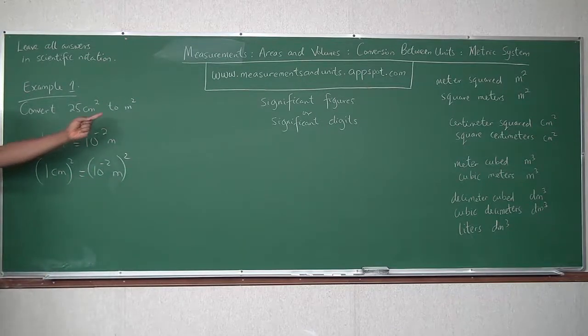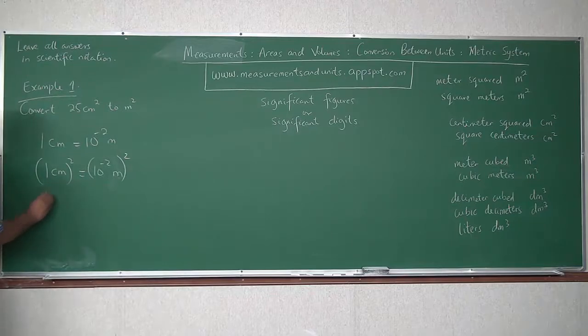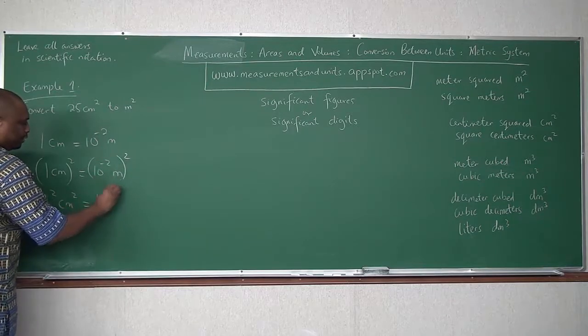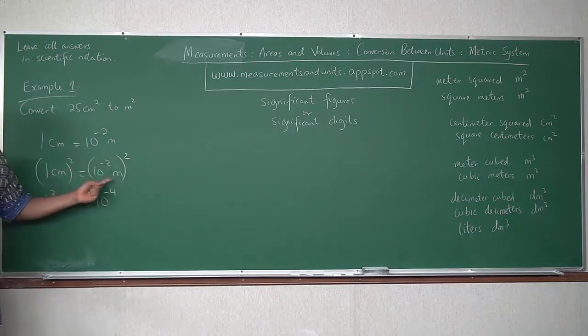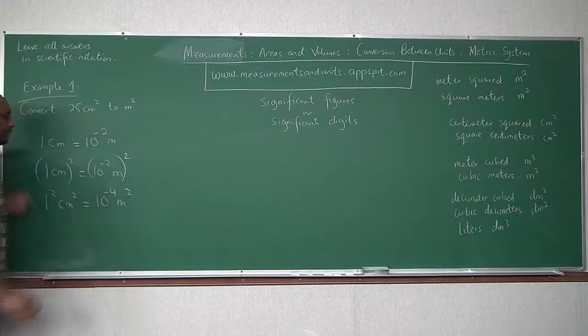To get it to meters squared, all you need to do is square both sides. Because this is an equation, you can square both sides. Okay? So this will now be 1 squared centimeter squared equal to 10 to the negative 4, because from laws of exponents, just do negative 2 times 2 gives you negative 4 meters squared.